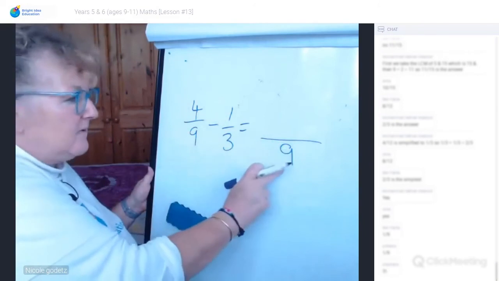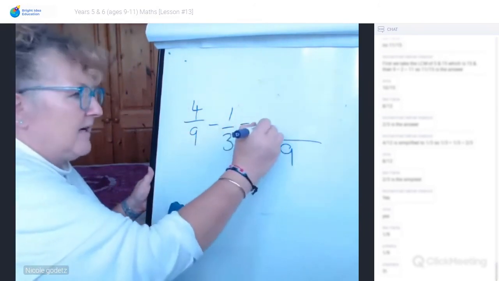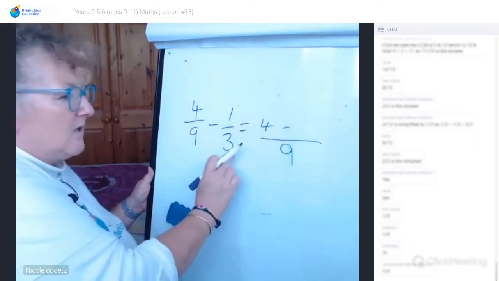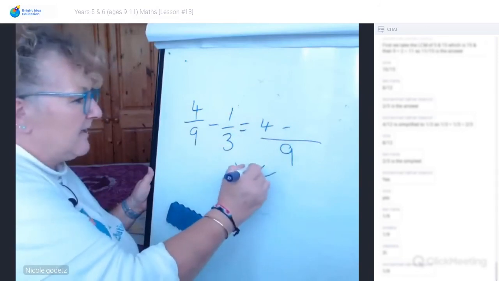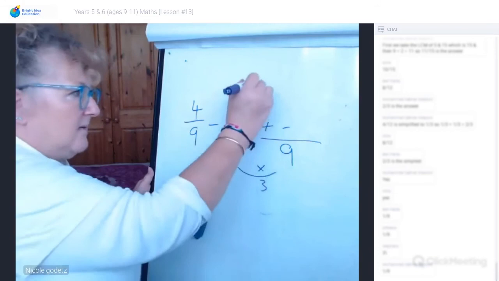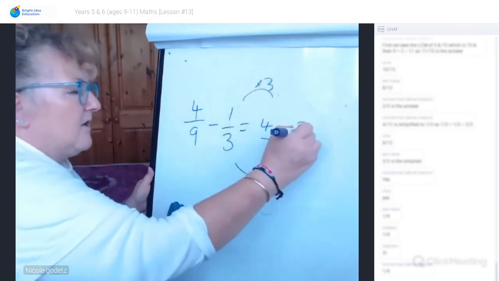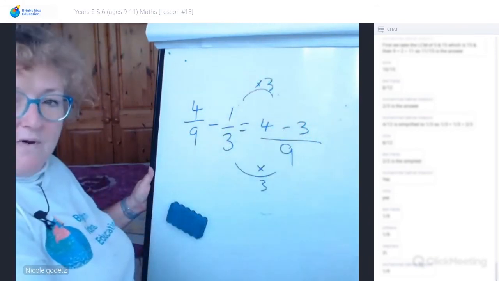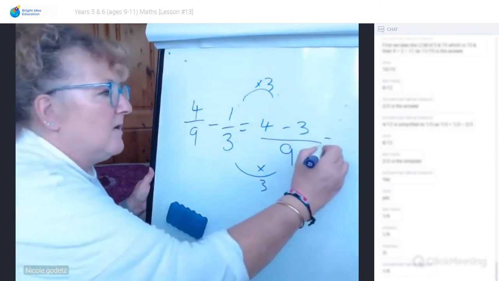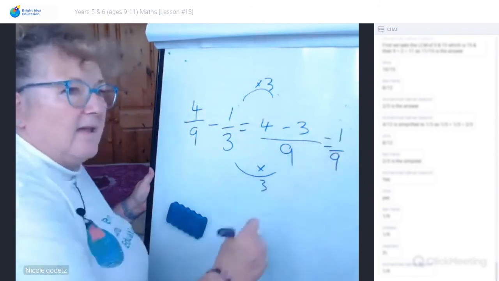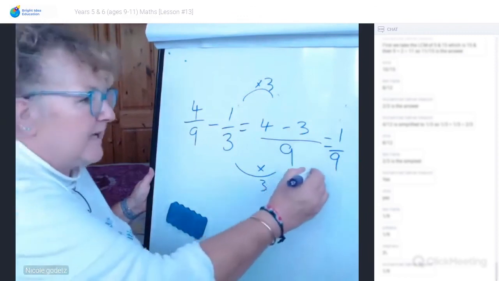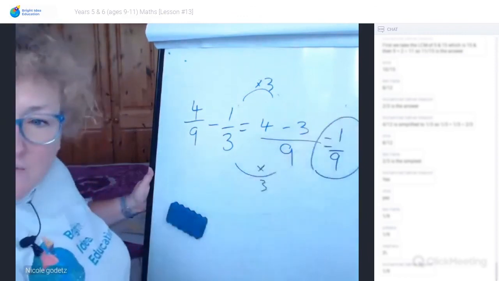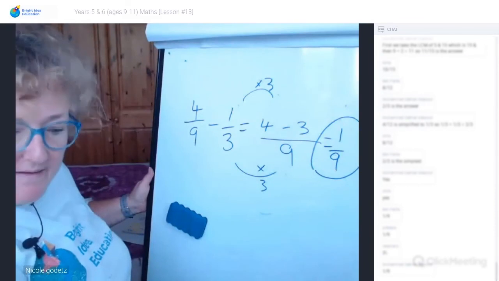What did I have to do to 9 to put it over 9? Nothing. So I do nothing to the numerator. What did I have to do to 3 to make it 9? I had to multiply by 3. So I have to multiply by 3. So 4 ninths take away 3 ninths equals 1/9. Can we simplify it any more? No, sirree, we cannot. So the answer is 1/9.